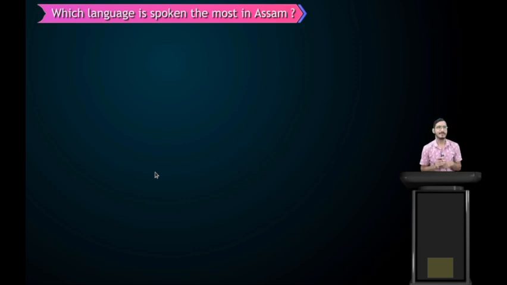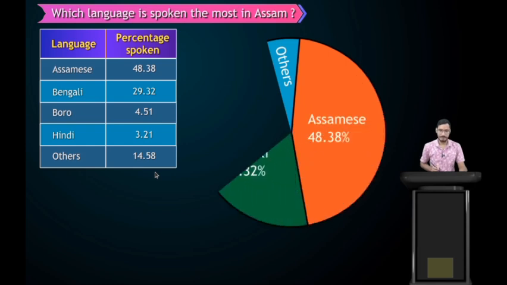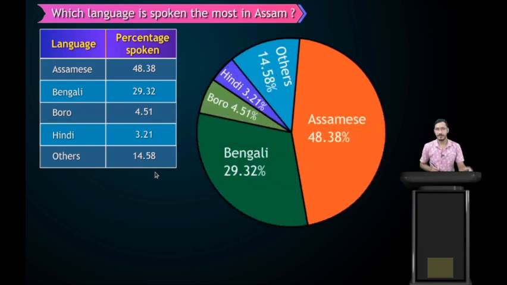Now, which language is spoken the most in Assam? Here some languages are Assamese, percentage spoken 48.38, Bengali 29.32, Boro 4.51, Hindi 3.21, and other languages 14.58. So here we can draw a pictorial graph. You can see language and percentage spoken.